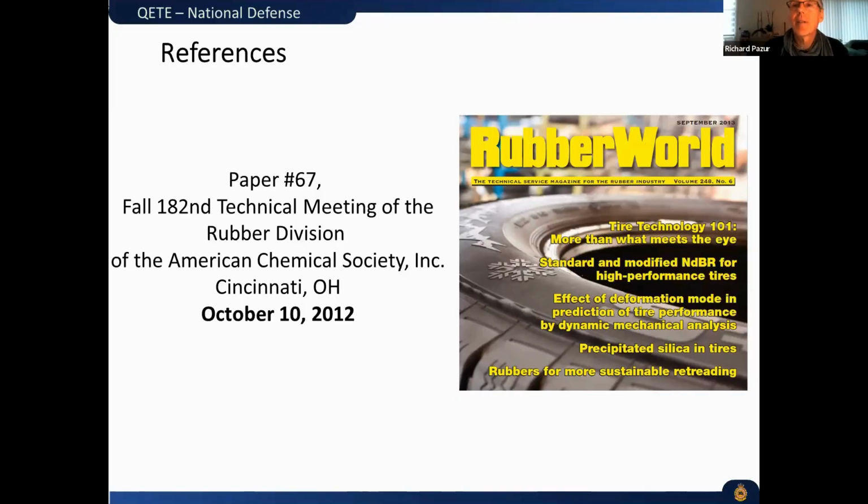And if you look at the December 2013 issue, it's the effect of deformation mode and prediction of tire performance by dynamic mechanical analysis. So I'm going to go over that work that we did because I thought it was a nice, good summary of how we can apply the DMA to tire testing.